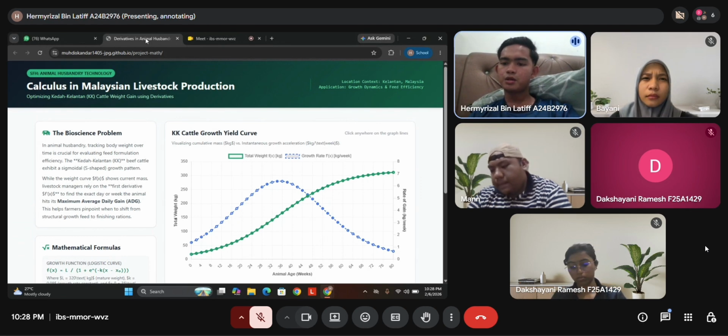Calculus is not just a classroom subject. It is the hidden engine driving smarter, more profitable and data-backed modern farming.